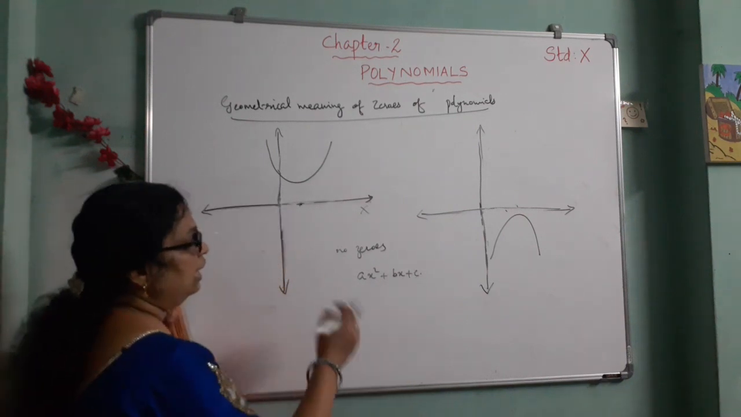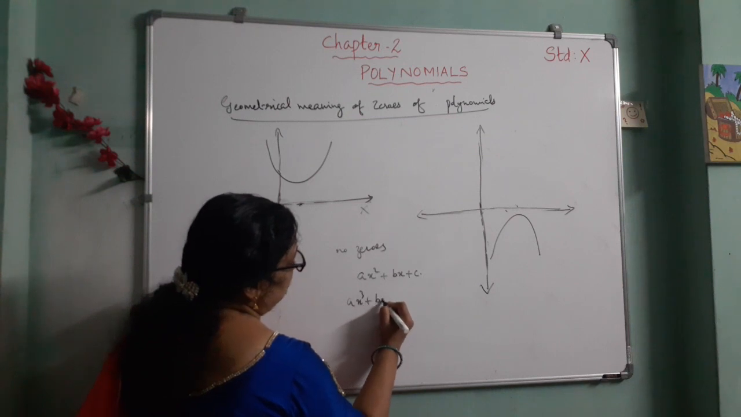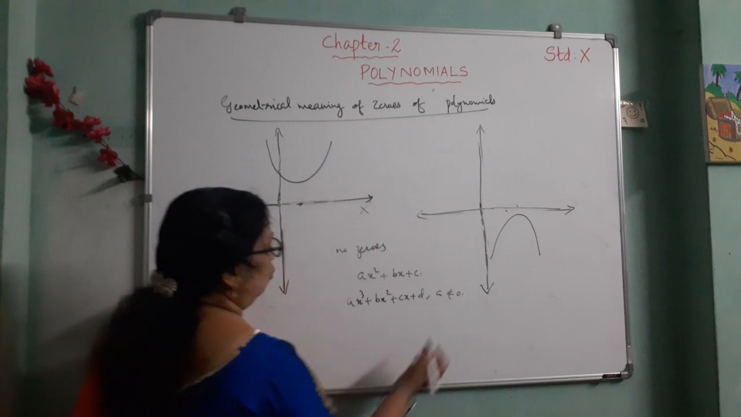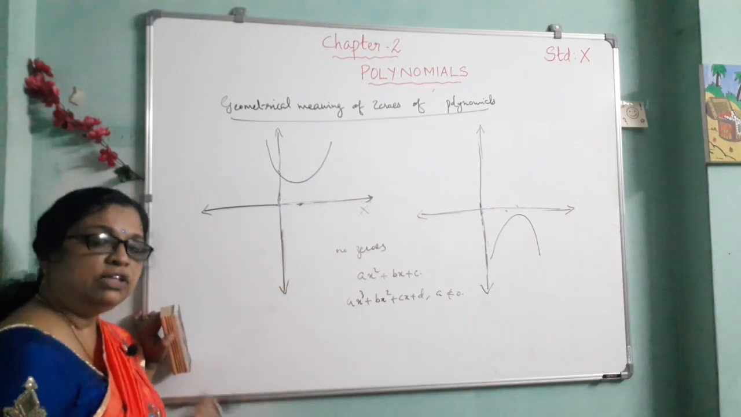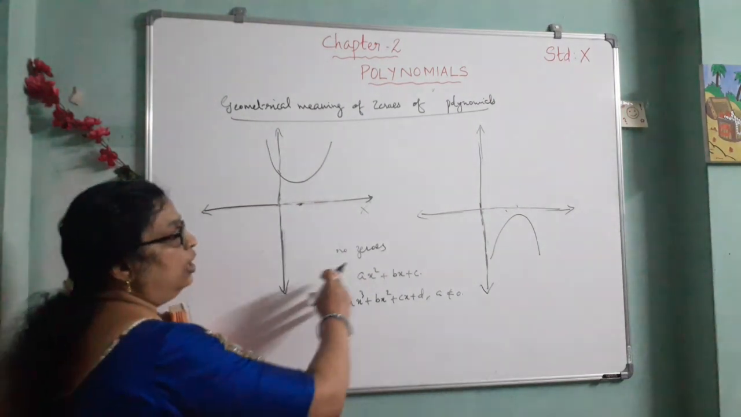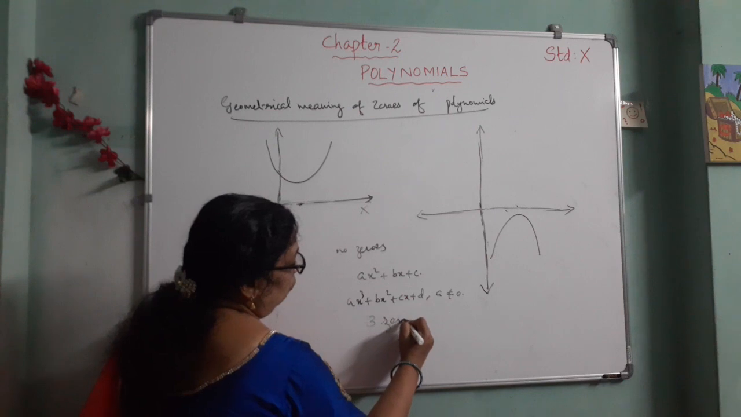Similarly, we can draw the graph of a cubic polynomial of the form ax³ + bx² + cx + d, a not equal to 0. In the same way, we can find the y coordinate by putting x values, and then we can draw the graph of a cubic polynomial. There we get 3 zeros of the polynomial.